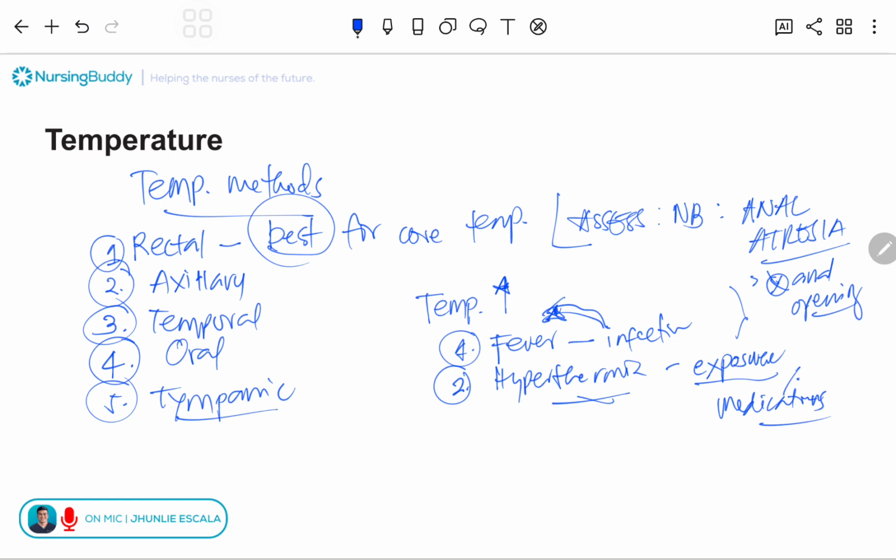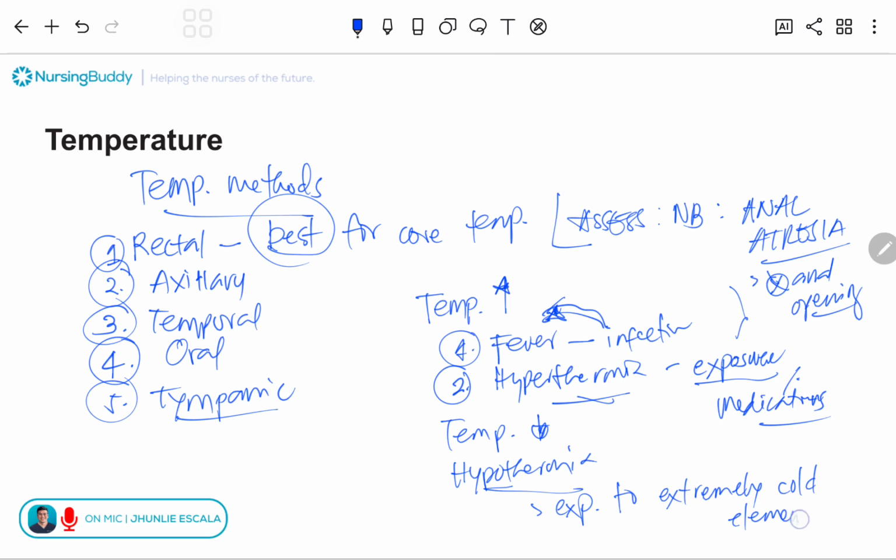While, kapatid, when our temperature is too low, we call that hypothermia. Hypothermia po naman ang tawag natin dyan. This is caused by exposure to extremely low or cold elements. Okay? So that's the difference between the two. So this is enough for us when it comes to temperature.